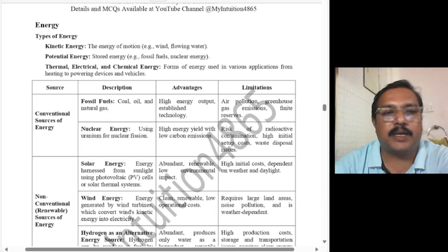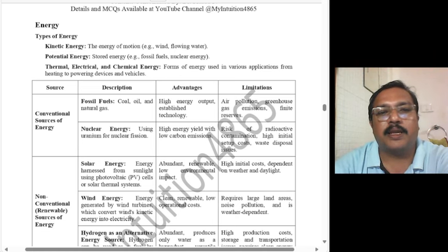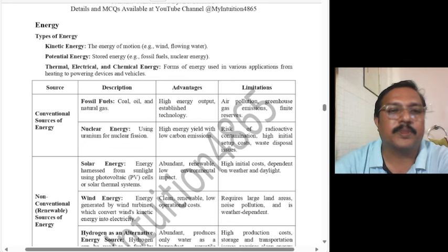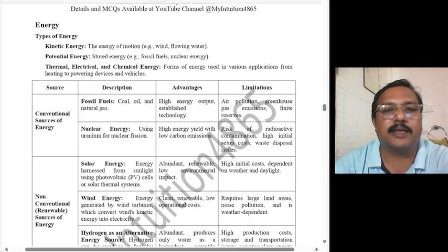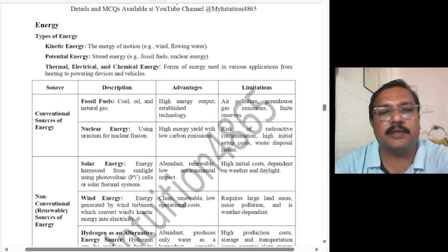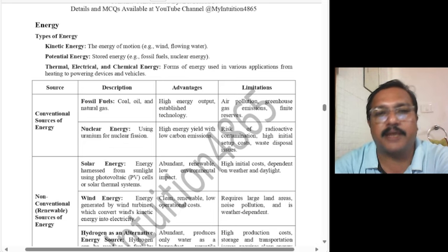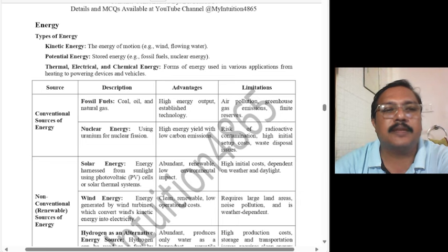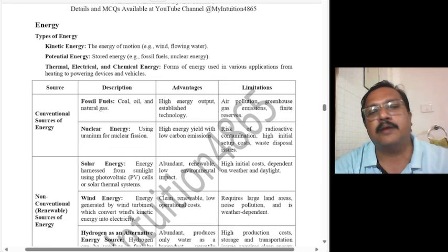Thermal, electrical, and chemical energy. Thermal energy is the energy related to heat, like the warmth from a heater, or heat generated by burning fuel. Electric energy is used to power our electronic devices like lights, computers, mobiles, or other appliances. Chemical energy is found in substances like batteries and gasoline. When these are used, they release energy to power vehicles or other machineries.